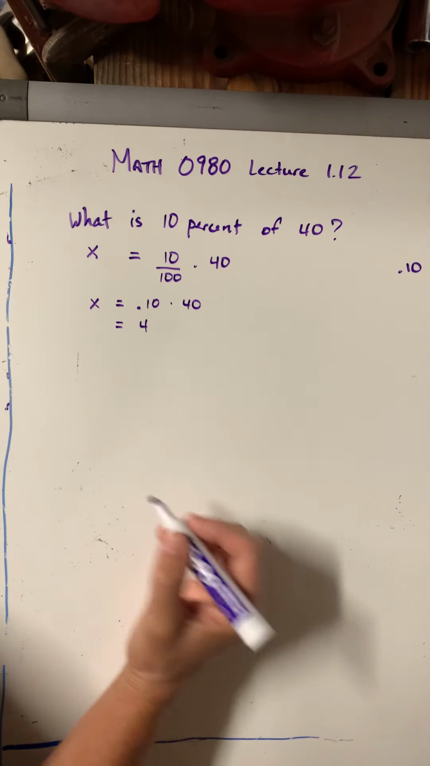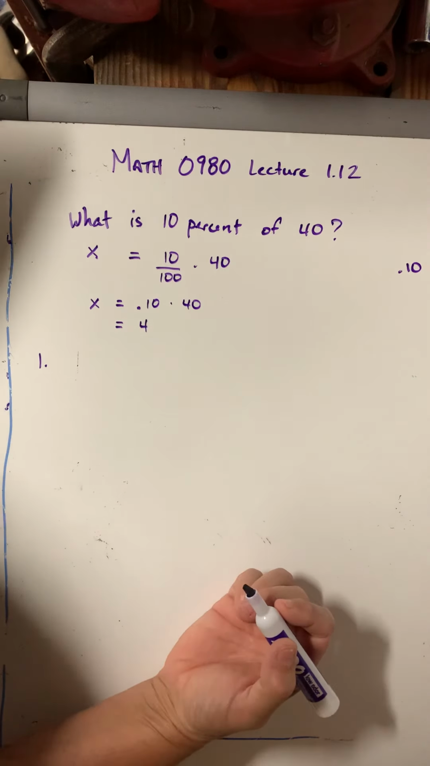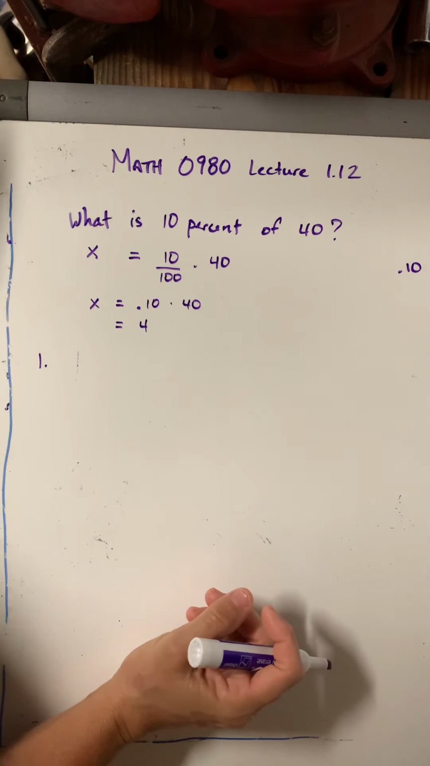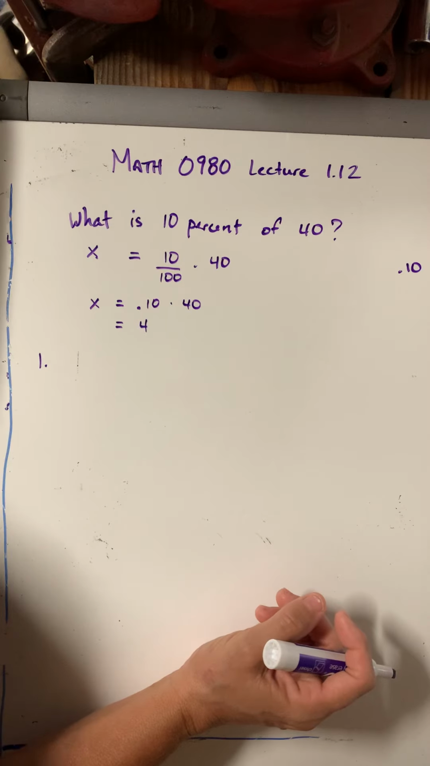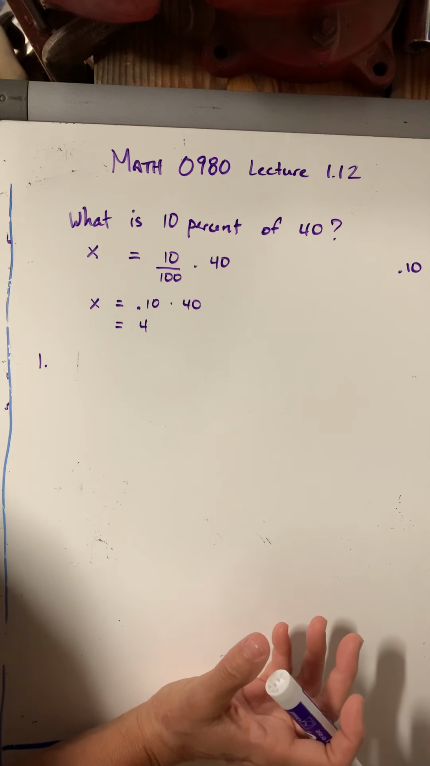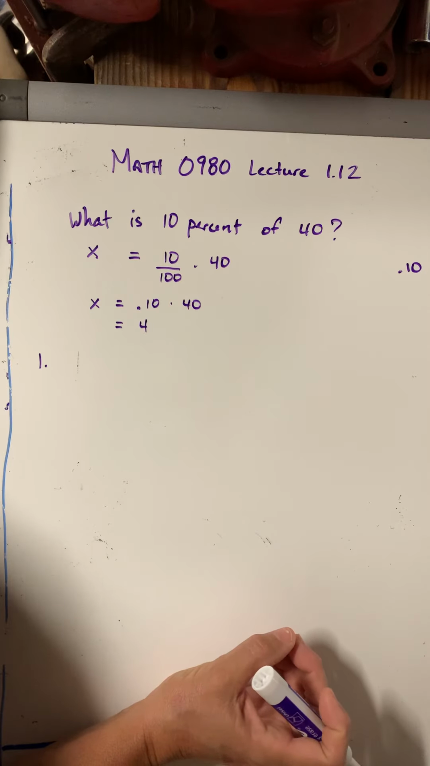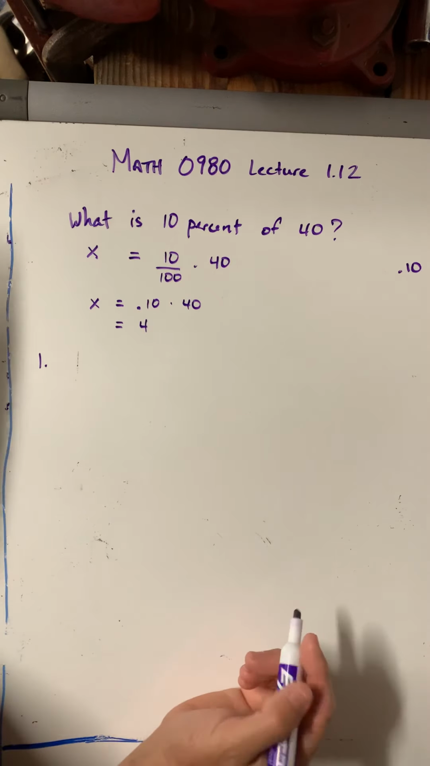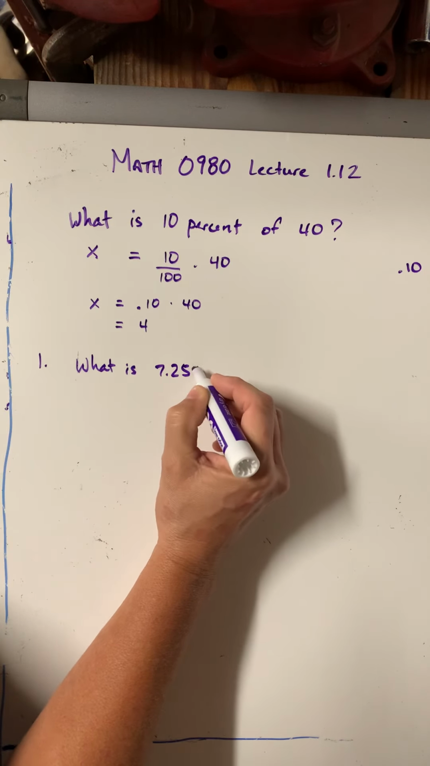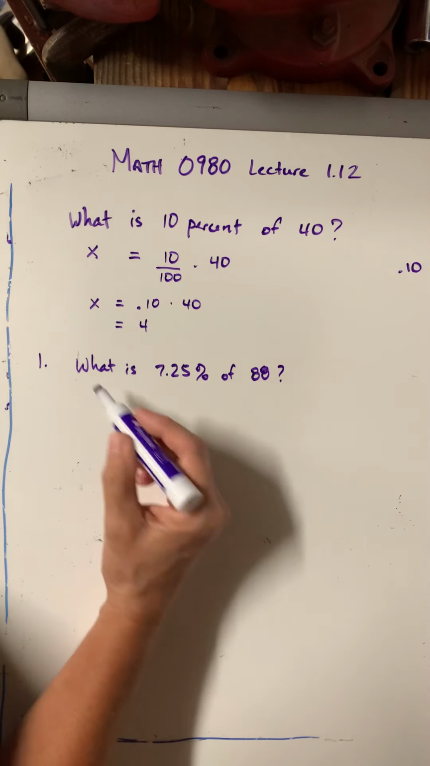All right, so what I want to do is go through a couple of these questions on the homework. So question number 1 says, for a tax rate of 7.25%, find the amount of tax that will be paid on an automobile tune-up costing $88. So what's helpful is for you to give the quick version of what they're asking for. They want me to find the tax on $88 if the rate is 7.25%. So the real question is, what is 7.25% of $88?